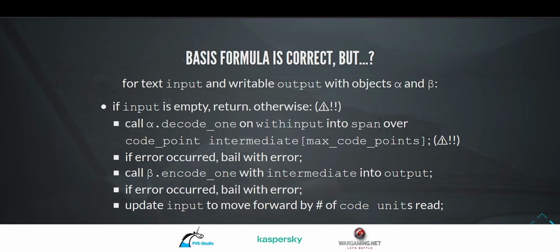But again, look at this basis formula that we've written for Lucky 7, right? We check if the input is empty. Otherwise, we start this loop. And what we do is we call decode 1 into a temporary, and then we check if an error happens and we bail if it does. Otherwise, we take that intermediate and we call encode 1 and we put it in the output, then we update the input, etc., etc. Where you can see those little exclamation points is where basically the majority of the performance sink comes from, right?